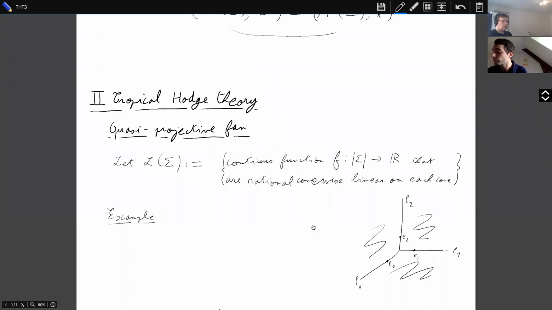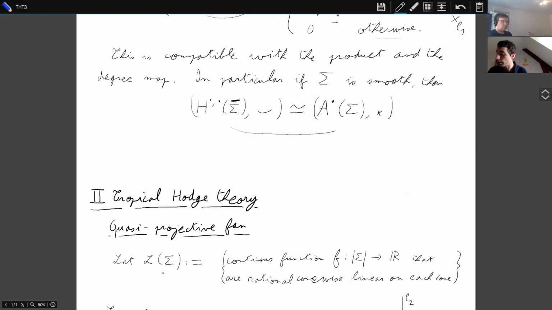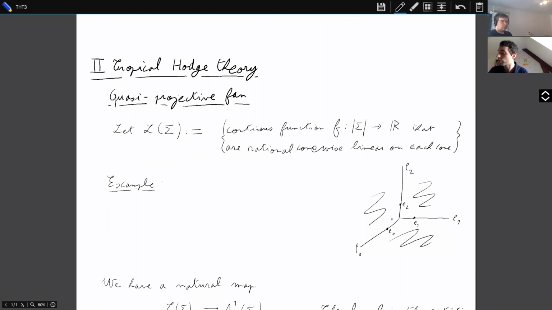So I define L sigma to be the continuous functions on the support of sigma which are conewise linear. So for instance, I can take the function which is 0 on e1, 0 on e2, and minus 1 on e0. And there is a unique way to extend this to the whole fan. It will be 0 here. Here it will decrease with some slope. Okay, so I want it to be convex, linear, and continuous.